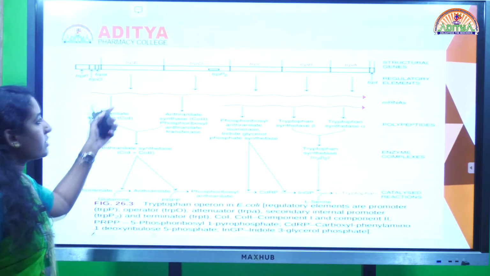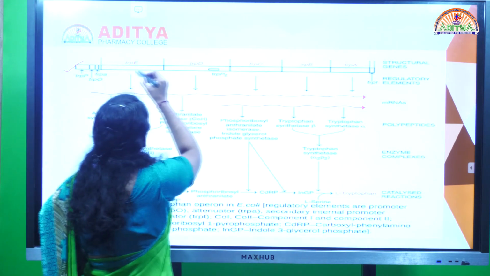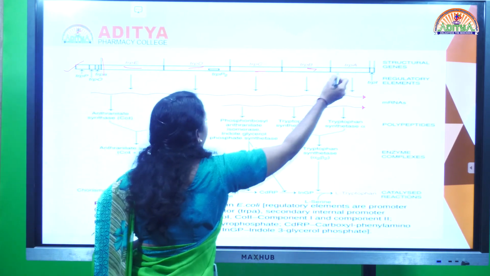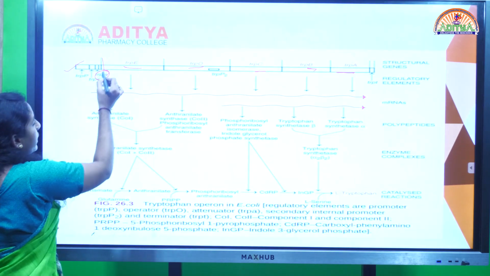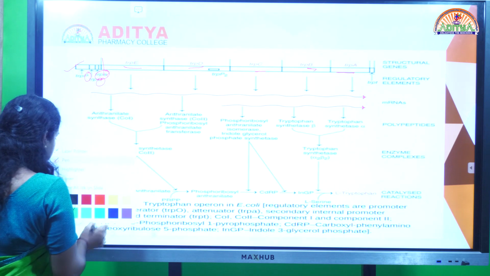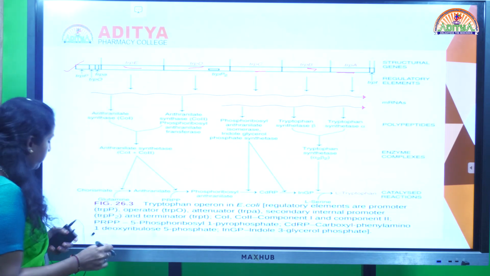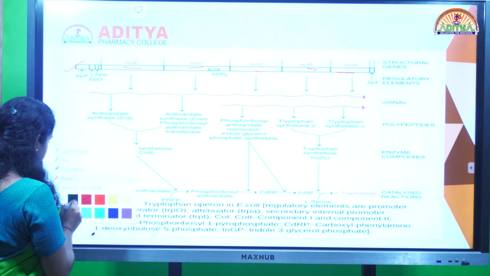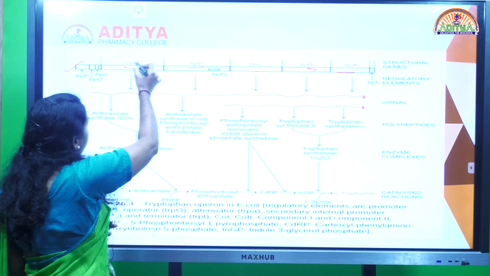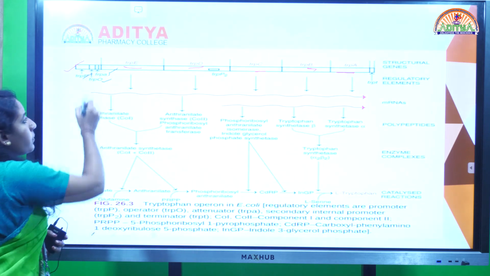So if you observe, this is the structure of the tryptophan operon. These are the structural genes E, D, C, B and A, and it also contains the attenuator region, operator region and promoter region. So these are the 5 structural genes A, B, C, D, E, and it contains the attenuator region, operator region, and promoter region.